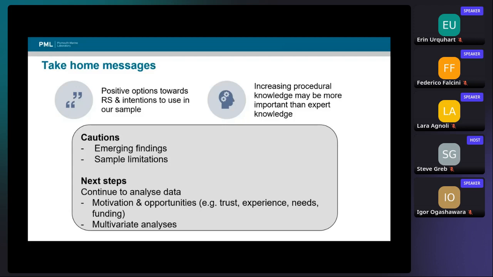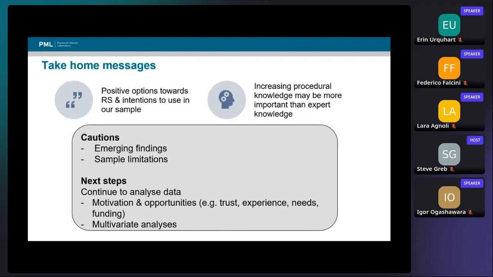So a word of caution, these results are preliminary. And of course, the sample might be biased. For example, people who are more interested in remote sensing will have been more likely to answer. But nonetheless, this can give us important insights.